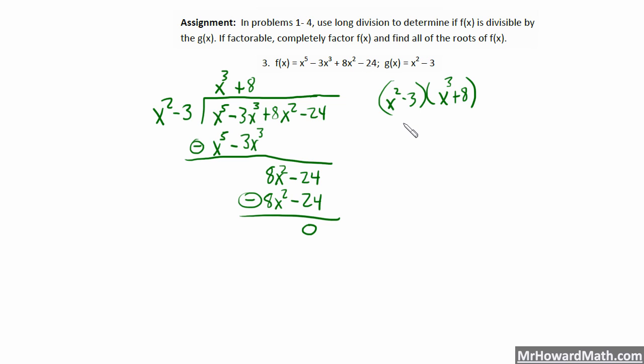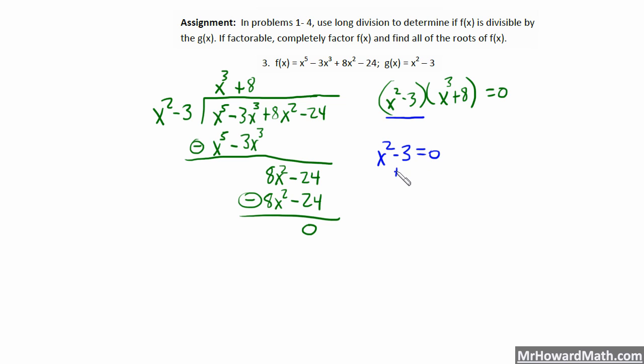Alright, so we're not done though. We have to set this whole thing equal to 0, so we're actually going to have to factor this down some more. So we have x squared minus 3 and we have x cubed plus 8. So let's just start with the x squared minus 3 part. So remember, if these two things multiplied together equal 0, one of them must be 0. So either this one is 0 or this one is 0. So we can set each factor equal to 0 and solve for x.